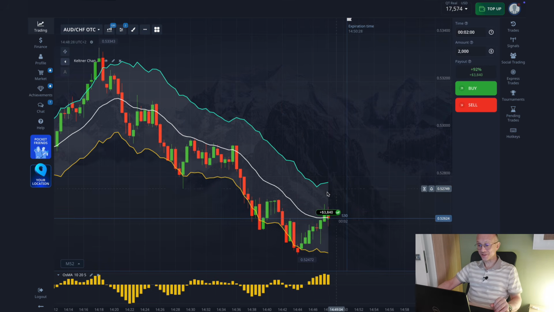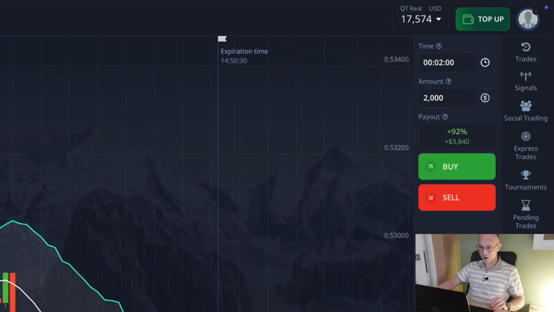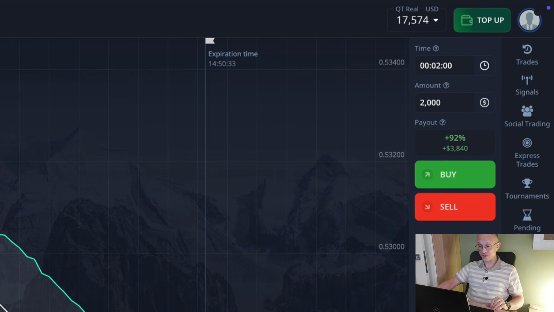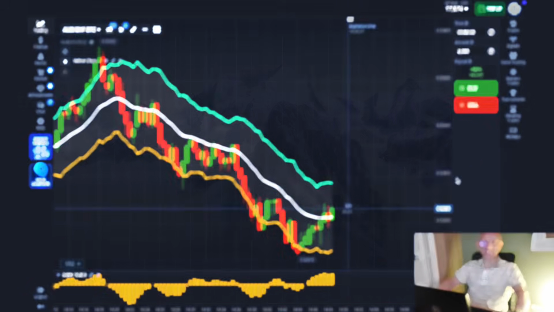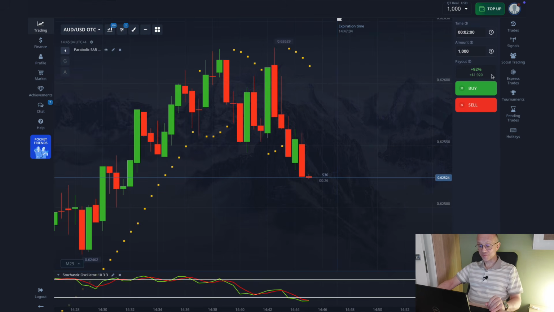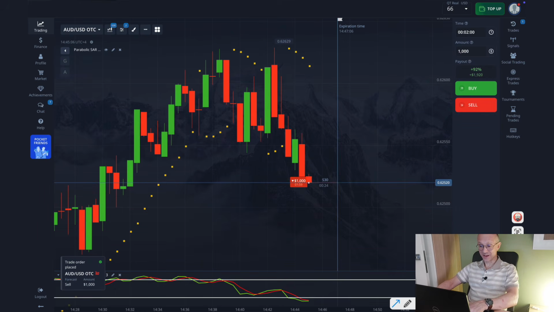Ideal execution. The balance increased by $1,840. So, the session is going exactly as planned. The final moment of the day looks promising. I am setting the timer for 2 minutes and opening a long trade for $2,000.